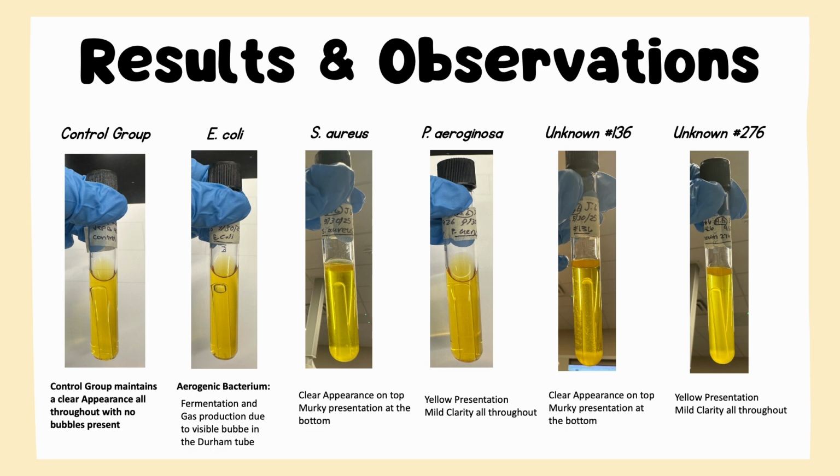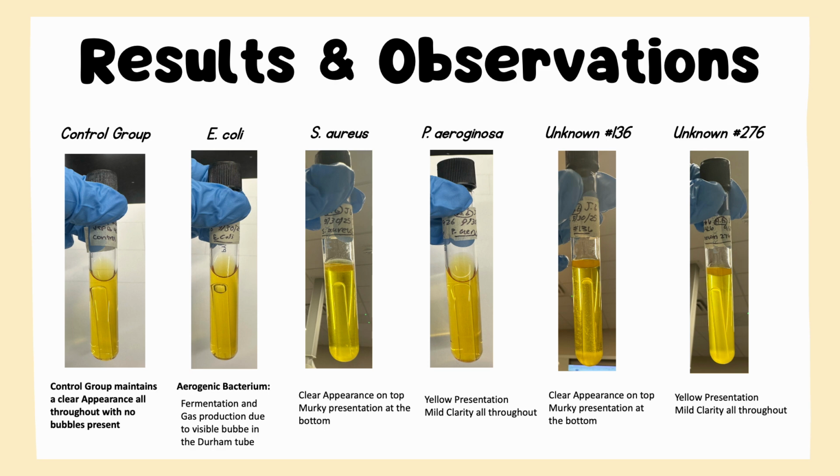So we can easily see this for E. coli. There was a presence of an aerogenic bacterium, and we can see this because there is fermentation and gas production due to the visible bubble in the Durham tube. As for S. aureus, however, there was only a clear appearance on the top, but a murky presentation at the bottom, which showed that there was a growth of bacterium.